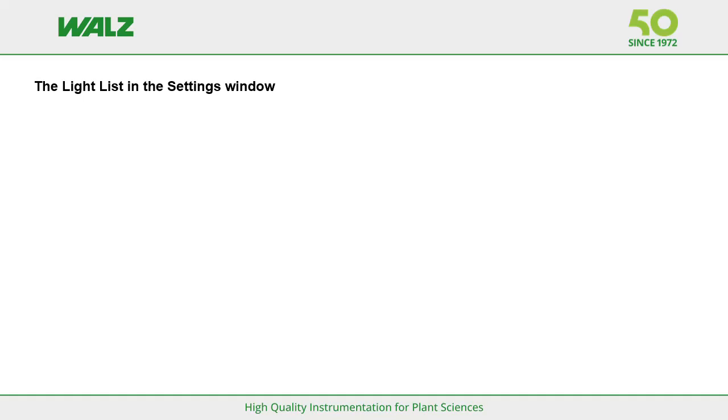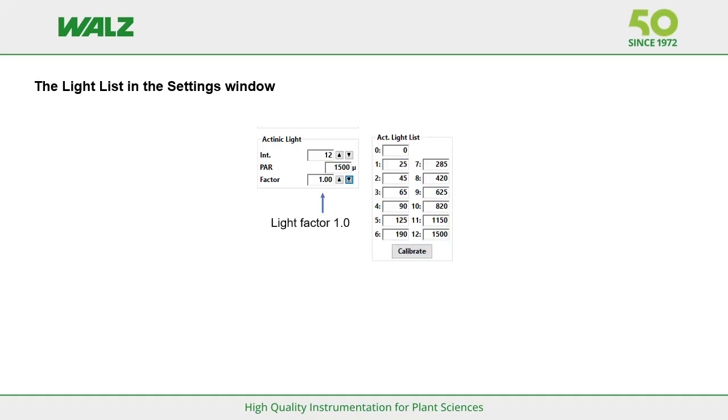I will now return to the settings window. In the settings window, you find the actinic light list. To the left of these numbers, you find factor. This light factor allows the user to modify the range of actinic light intensities. The default value of the light factor is 1, and that gives actinic light intensities up to 1500 micromoles of photons per square meter and per second.